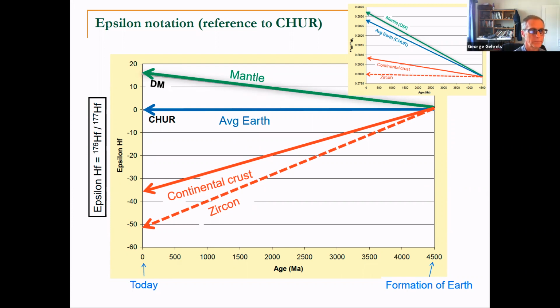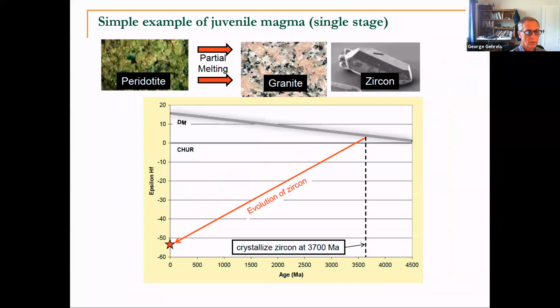We'll go to the next one. Okay, so let's just see how this might work. Let's start off at time 0, 4.5 billion years ago. The mantle, that gray line, is trucking off to the upper left. It looks like it's going to end up around +16, something like that, for the mantle. That's the mantle array. But now, instead of making a granitoid 4.5 billion years ago, let's crystallize a granite and crystallize a zircon 3.7 billion years ago.